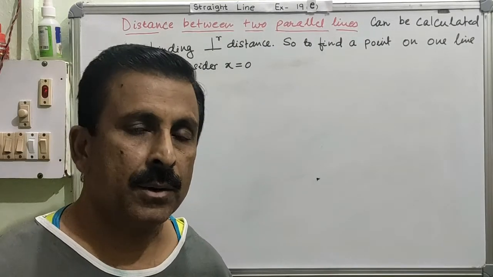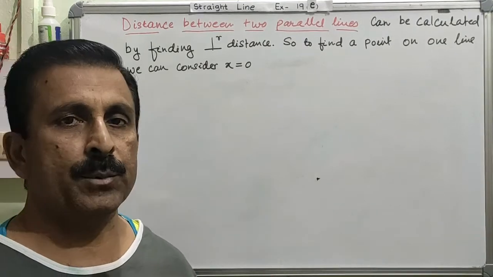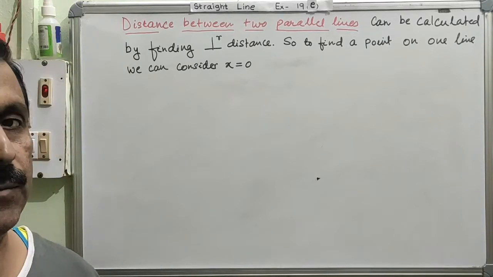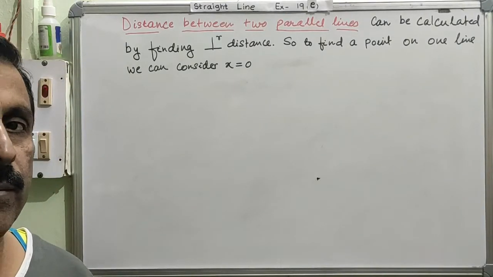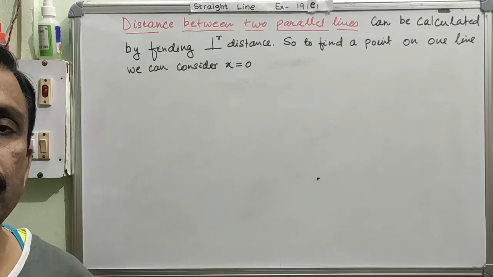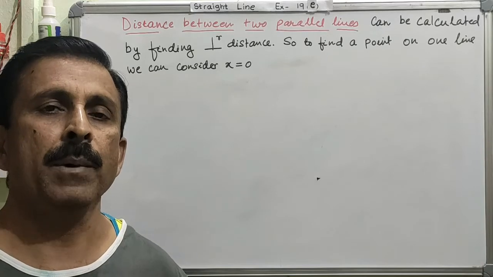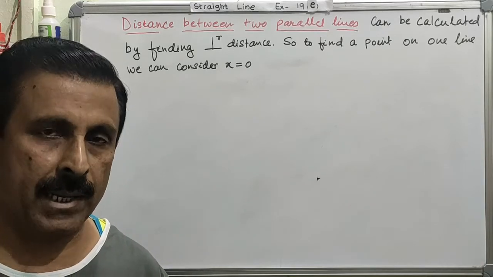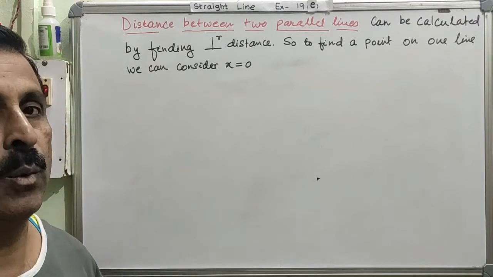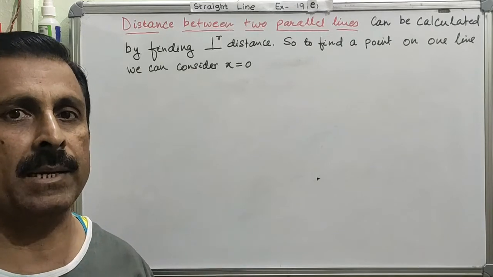Good morning. Today we are going to continue exercise 19E with type 2 question. In the previous video of this exercise, we have learnt calculating the distance of a point from a line. Clear? Now, here in the type 2 question, we have to calculate the distance between the two parallel lines.